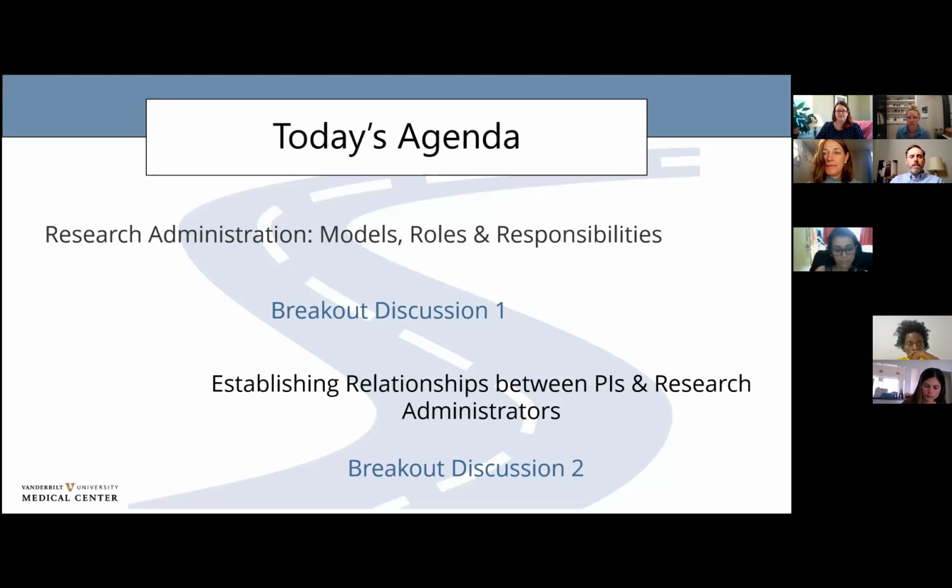Then in the second session, we're going to do a really interesting discussion about how administrators support investigators and some of the challenges that we encounter. And then we're going to get into randomly assigned breakout groups where we are going to share best practices and the key attributes to be a successful investigator.